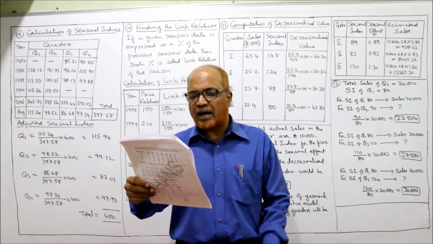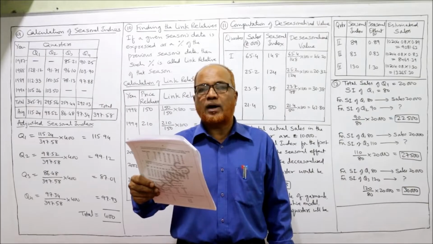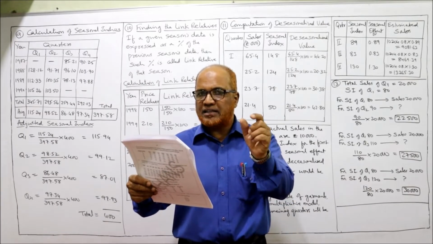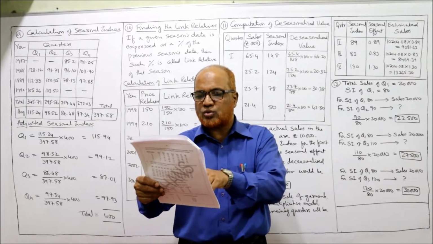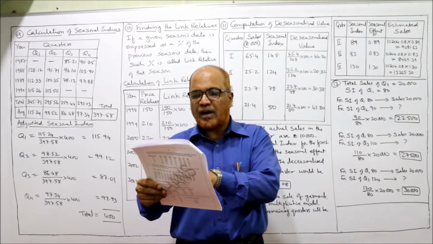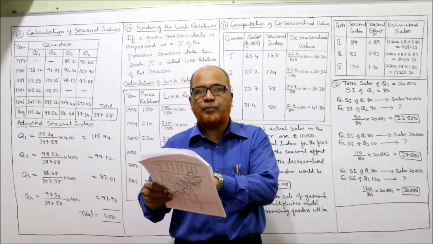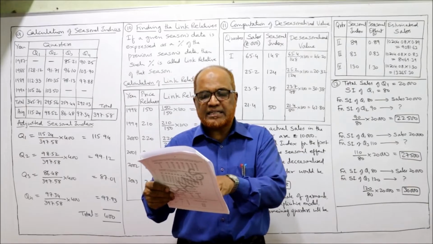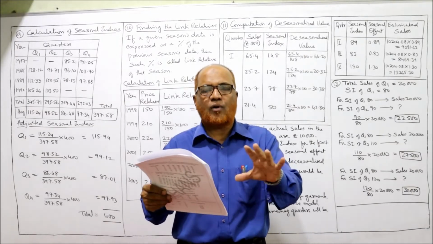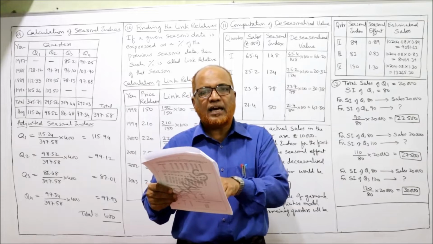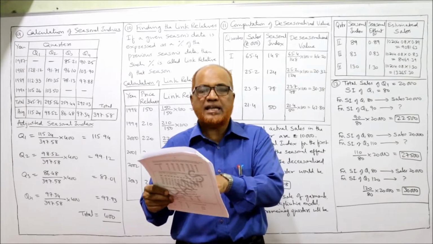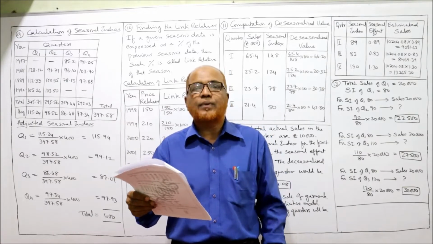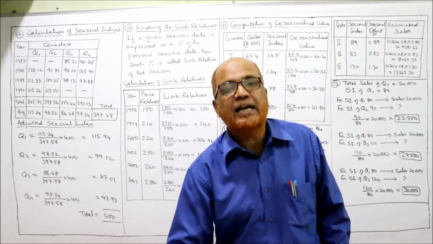Already the values are given for third quarter. For third quarter, 85.21, for 1987. For 1987, we don't have the first quarter and second quarter values. We are given the values for third quarter 85.21, fourth quarter 90.25. For 1988 and 89, we have the values of all the 4 quarters. For 1990, we are given the values of first quarter and second quarter. We don't have any value for the third quarter and fourth quarter. We have to find out the seasonal indices.